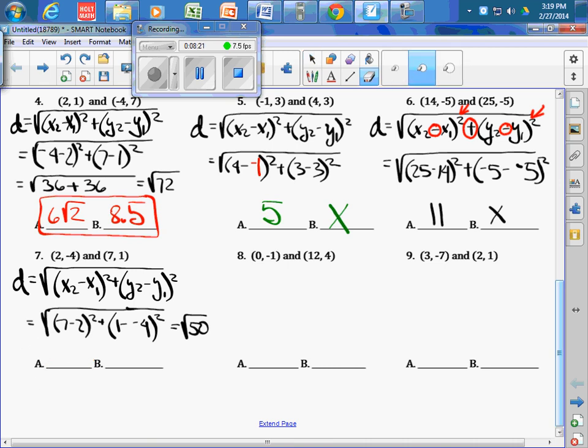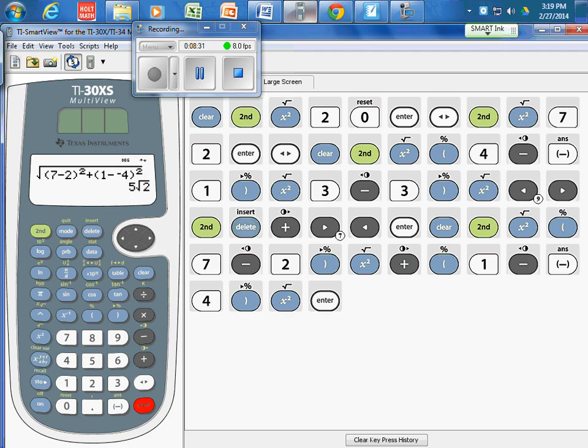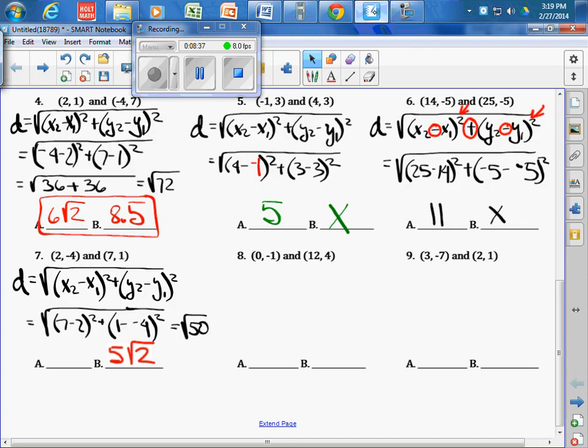Actually, the radical is supposed to be answer B, I guess, right? 5 radical 2. And then what would that be rounded off to the nearest tenth? Press that double arrow key, and you get 7.1, it looks like. So 7.1 and 5 radical 2 are your two answers. Go ahead and try both 8 and 9. Go ahead and stop the video and come back as soon as you get these done.